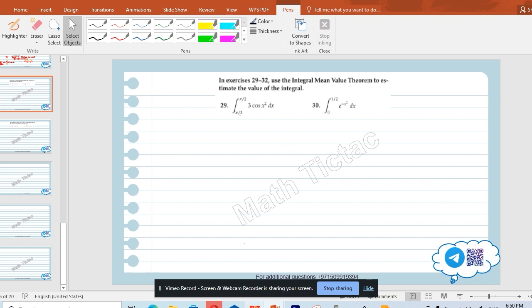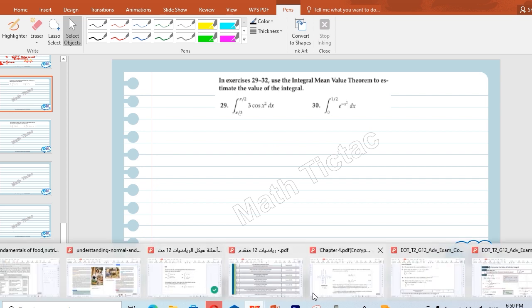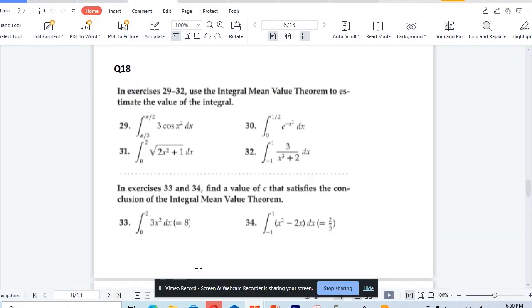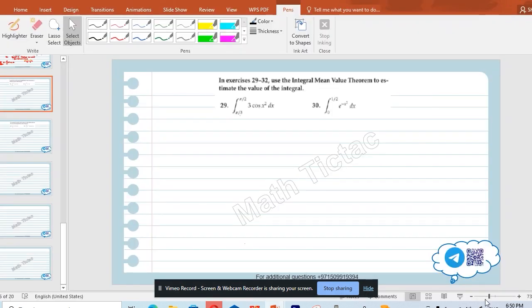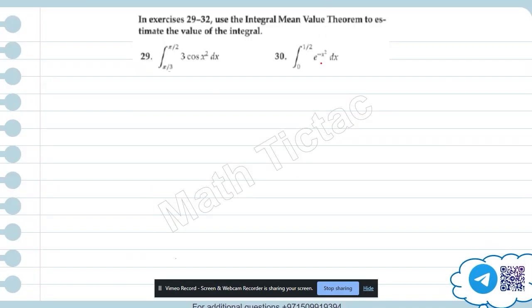For example, we have our question. In exercises 29 to 32, use the integral mean value theorem to estimate the value of the integral. So we will use the integral mean value theorem for estimating the value of integration. Let's see how to do that.